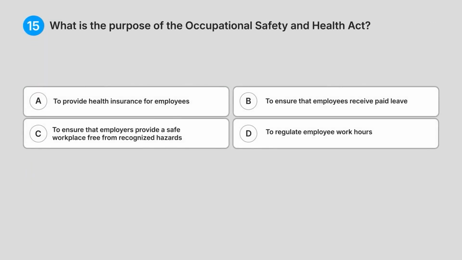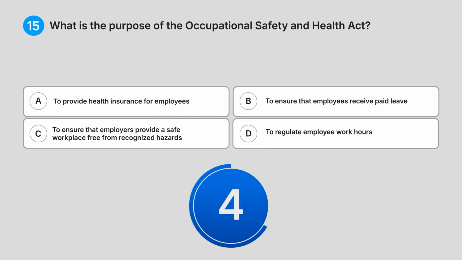15. What is the purpose of the Occupational Safety and Health Act? A, to provide health insurance for employees. B, to ensure that employees receive paid leave. C, to ensure that employers provide a safe workplace free from recognised hazards. D, to regulate employee work hours. Do you know the answer?